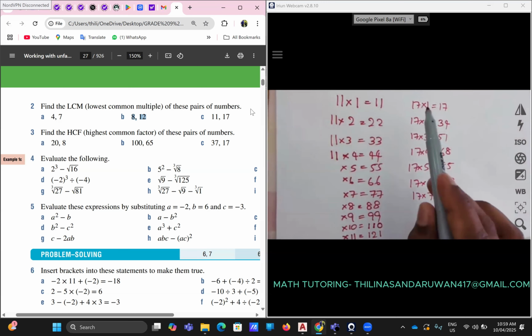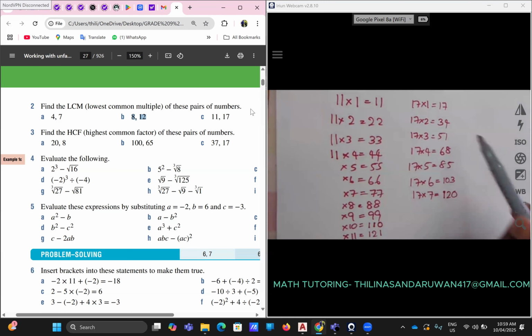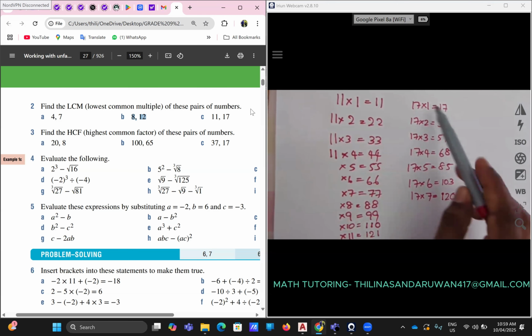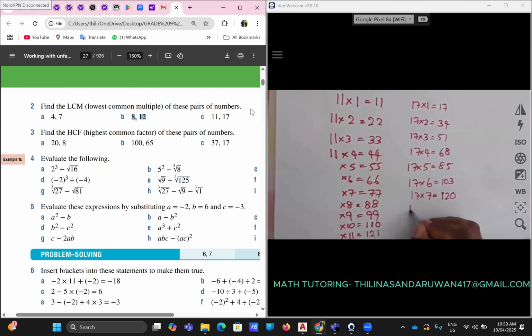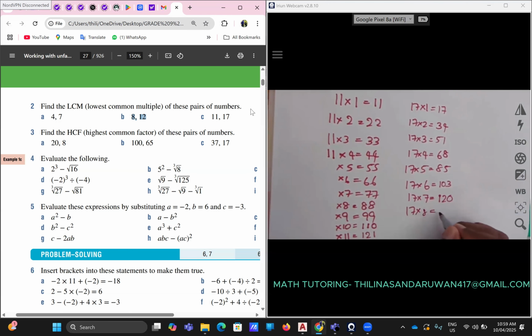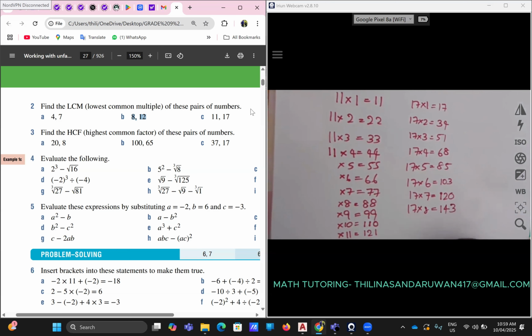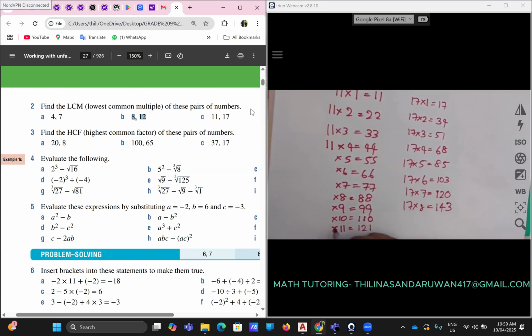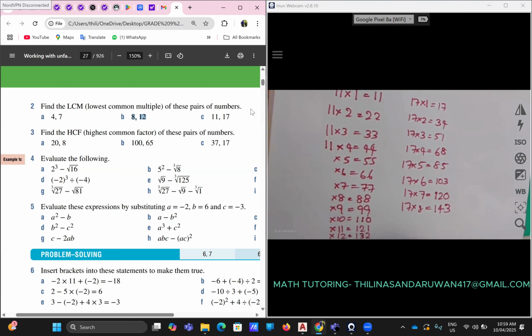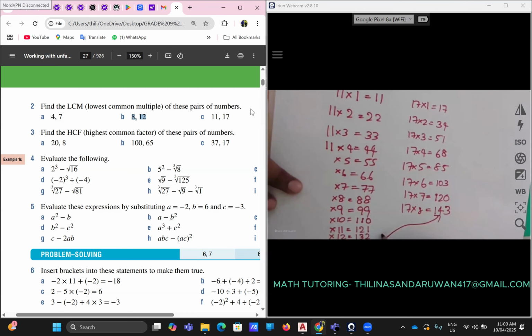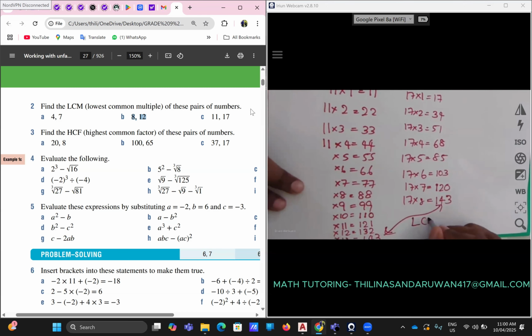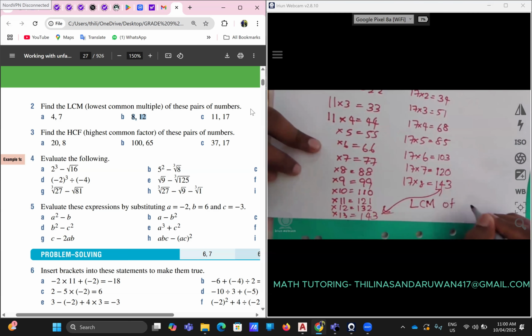But we still can't find the lowest common multiple. In this one, you consider the common multiples of each of these. So you have to keep going. 143. 12 is 32. 13 is 143. Yeah. This is the LCM of 11 and 17. 143.